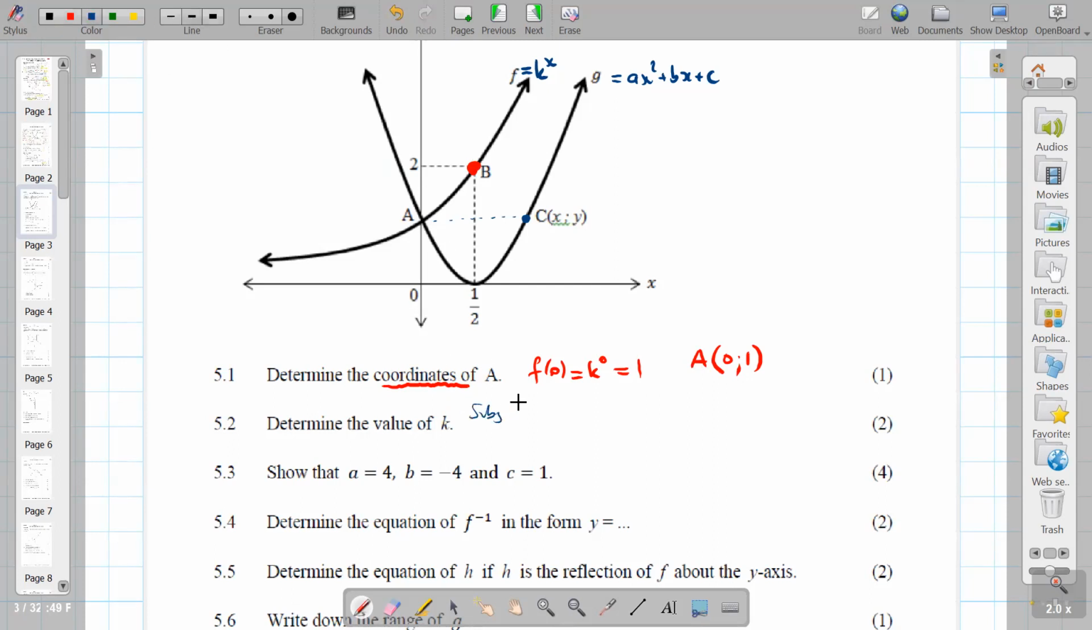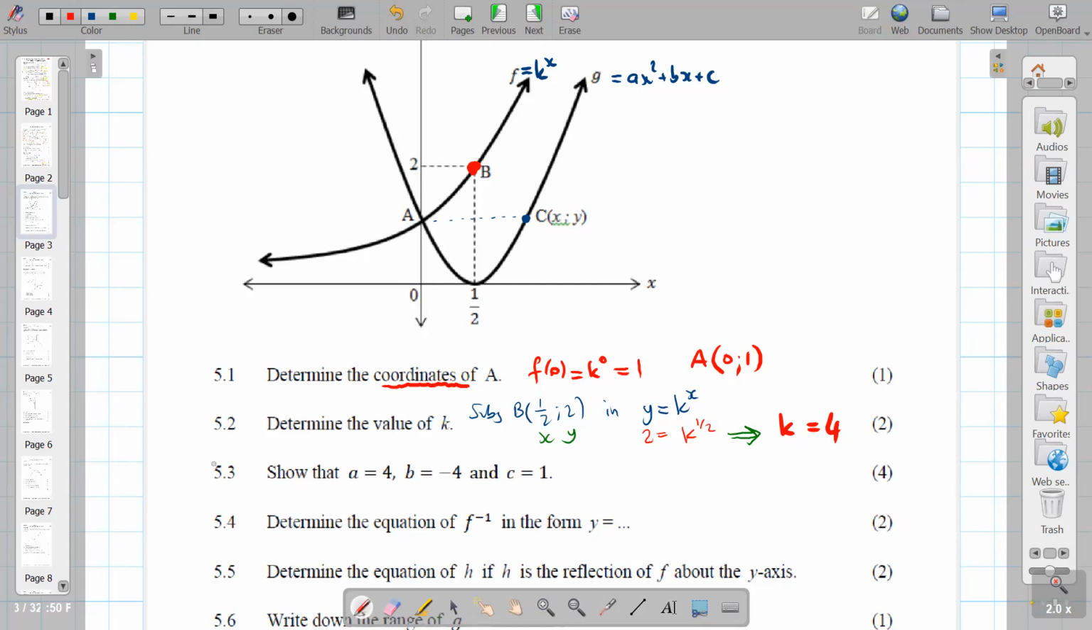So that's what we will do. We substitute the coordinates of B, which is half and 2, in which equation? In y is equal to k to the power of x. We don't know k at the moment, but we can find it here. So it is 2 is equal to k to the power of 1 over 2. Am I right? So you substitute x with 1 over 2 and y with 2. So how do you find k then? We can square both sides and get the answer. k is equal to 4. So that means f of x is 4 to the power of x.